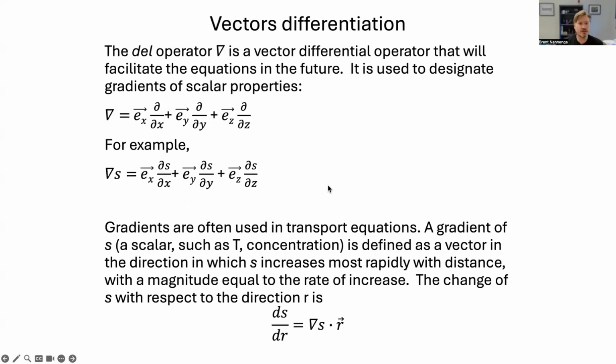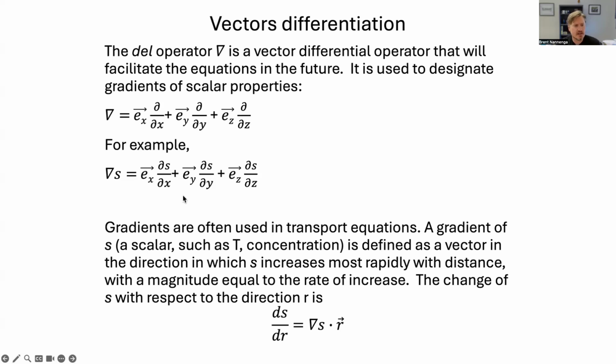So the first thing we want to go over is how we do differentiation with vectors. And the main one we're going to talk about is the del operator. Basically, the del operator is just going to do the partial derivatives of, in this case, x, y, and z. When you put it together with a scalar, for example as del s, you're going to have the partial derivative of s with respect to x in the x direction, the partial derivative of s with respect to y in the y direction, and the partial derivative of s with respect to z in the z direction.